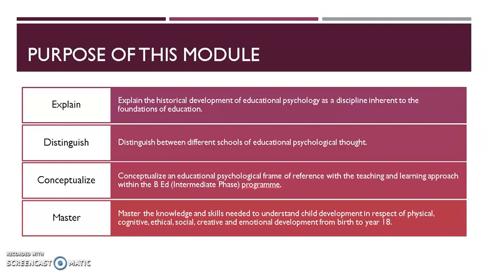The purpose of this module, which is related to the aim, is for you to explain the historical development of the field of educational psychology. The reason we need to know the historical development is that we have to know what has really molded this field. Why do we see this field as important? What is its bearing on education? And why do we really need to grasp these concepts as we progress on our journey towards becoming teachers? We need to distinguish between the various schools of thought because many people have different views on how to approach education from an educational psychology lens.